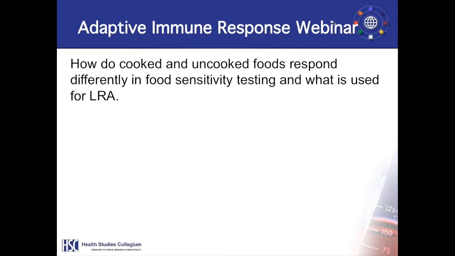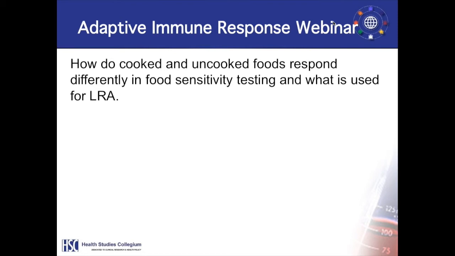A completely different question. How do cooked or uncooked foods respond differently in food sensitivity testing, and what is used for the LRA? Well, the LRA is very special. We find that the LRA by ELISA Act requires a higher purity of antigens, a higher purity of what we're testing the cells against, and so we purify our own antigens.